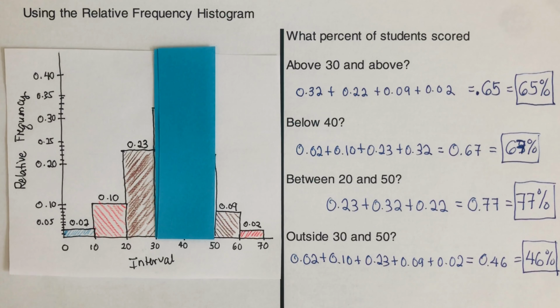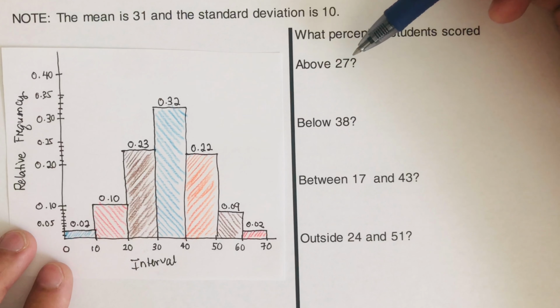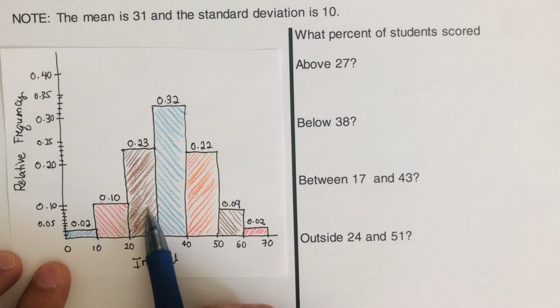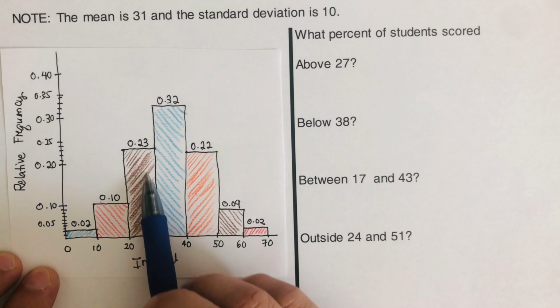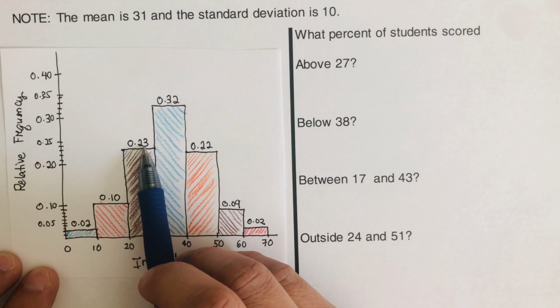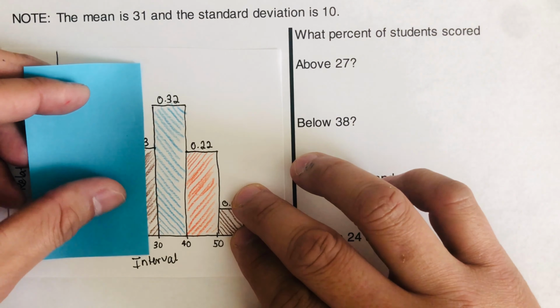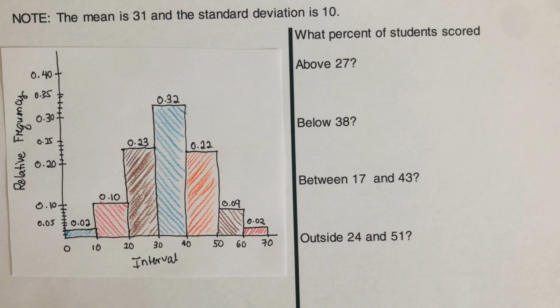Now let's move on to the next type of examples. Okay, so let's move on to this example right here. What percent of students scored 27? So as we can see here, if we look at the relative frequency histogram, 27 should be somewhere around here. So that is above 27, but this 0.23 started from 20, but then 27 is somewhere around here. So we can't just simply say that that is 0.23 and add all the rest of these. So how do we solve problems that actually don't fall within the interval?